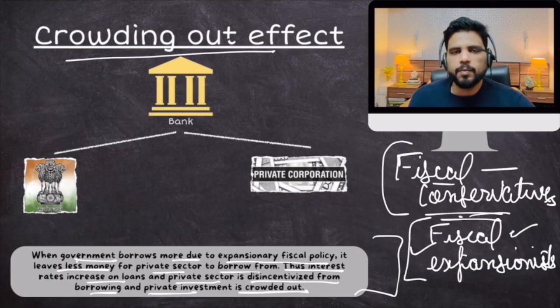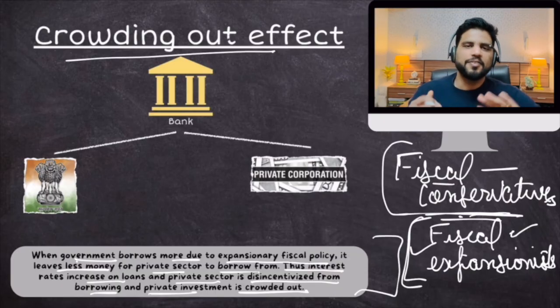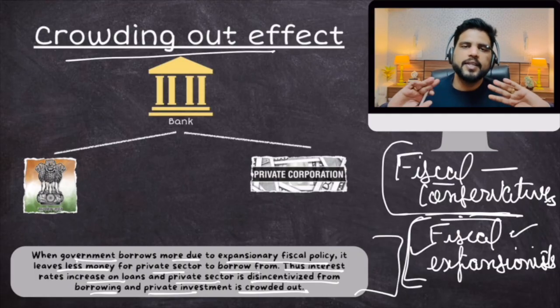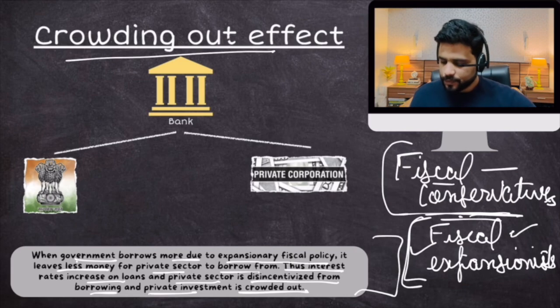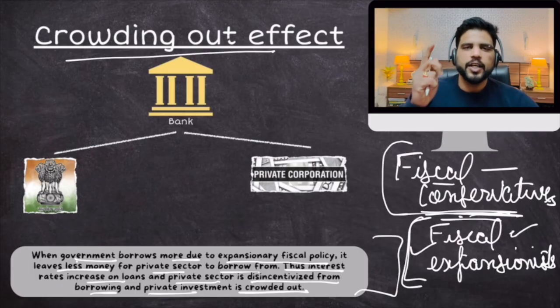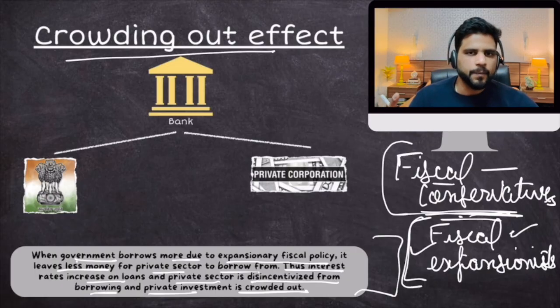Now, the argument given by fiscal conservatives is that fiscal expansion has a lot of disadvantages. But the argument given by fiscal expansionists is that fiscal expansion has many advantages. And these two people always fight. This fight is continuous. This fight has never been settled. This debate is continuous. Okay? Now, fiscal conservatives say that fiscal expansion is bad because it causes inflation, it causes crowding out of private investment.